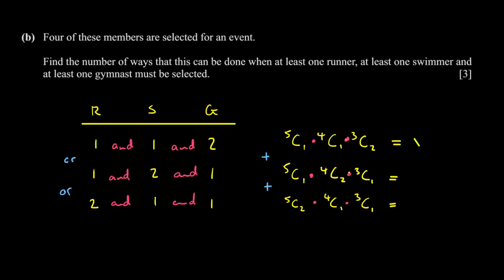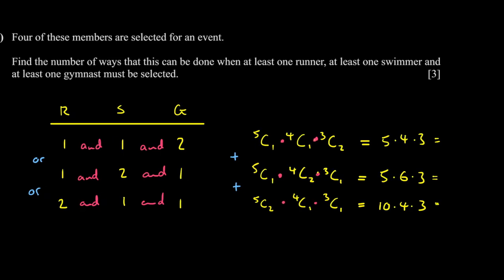Right, so 5C1 is 5, 4C1 is 4, and 3C2 is 3. 5C1 is 5, 4C2 is 6, and 3C1 is 3. And 5C2 is 10, 4C1 is 4, and 3C1 is 3. So if I multiply out all of these, that's 60, that's 90, and this one is 120. And if I add up all of those, 60 plus 90 is 150, plus 120 is 270. And so my end answer is going to be 270.